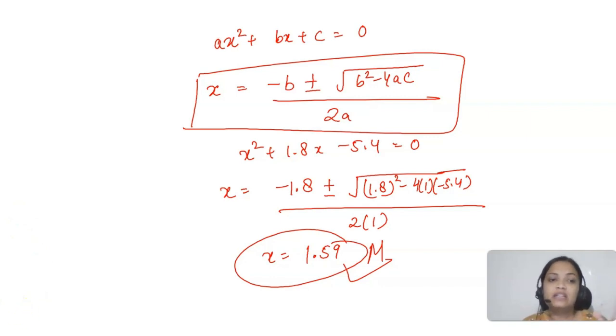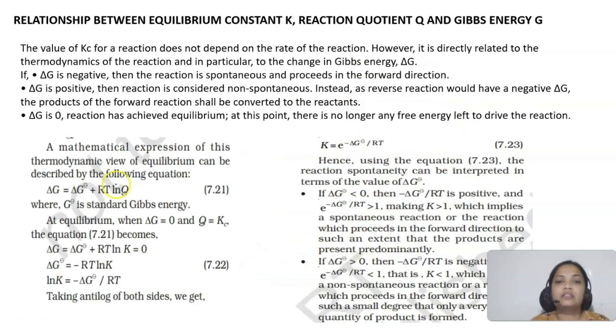Now we will be studying the relationship between the equilibrium constant and the Gibbs free energy change. I hope now the applications are clear. How can we find out the equilibrium concentrations? We have taken an example for that. Now the next thing is the relationship between equilibrium constant, reaction quotient and Gibbs energy.